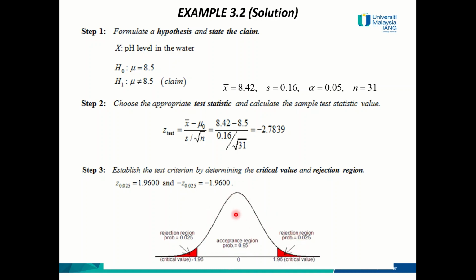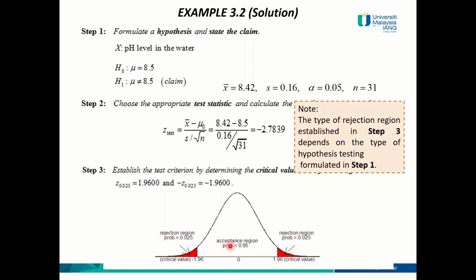Okay, class, so for two-tailed test, you will have acceptance region in the middle and rejection region on the left and right hand side. So the value that will separate acceptance and rejection region is your critical value. In this case, on the right hand side, it will be Z 0.025, which is 1.96. And on the left hand side, the critical value that separates this rejection and acceptance region is negative Z 0.025, which is negative 1.96. So class, this is how you establish critical value and rejection region.